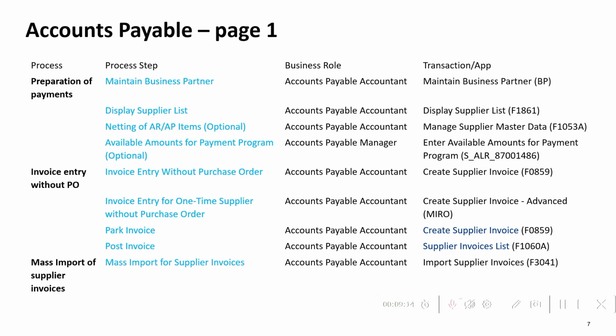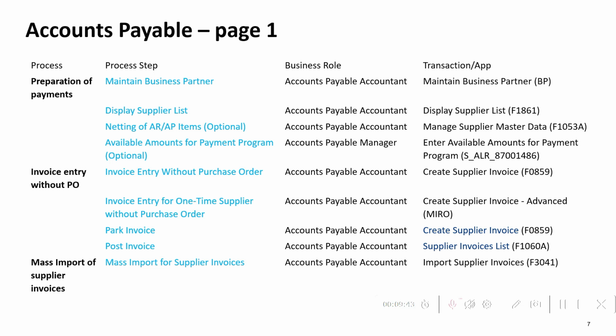So invoice entry without PO. Invoice entry without purchase order, how to post in the system. Invoice entry for one-time supplier without purchase order. The supplier is occasional, not a permanent supplier. One time he will come, so that supplier is only a one-time supplier. I will procure from him only occasionally, but we don't have any master for that one-time supplier.